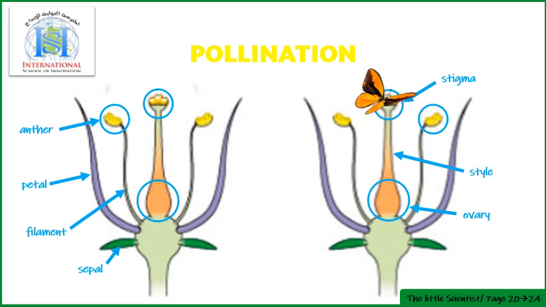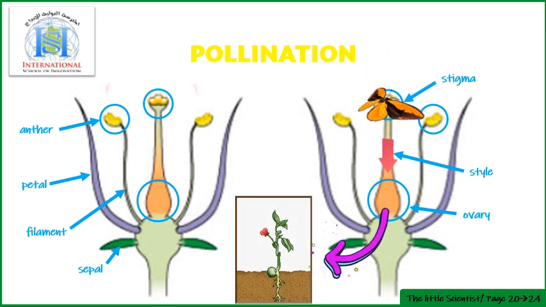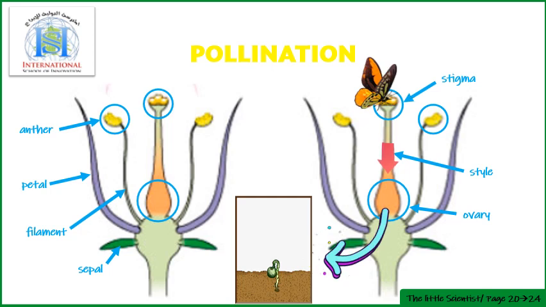So pollination is the process of moving pollen grains from the male anther to the female stigma. The pollen grain will then move through the style to the ovary. When a pollen grain meets an ovule inside the ovary, we get a seed. Once this seed is planted in the soil, we'll have a new plant.